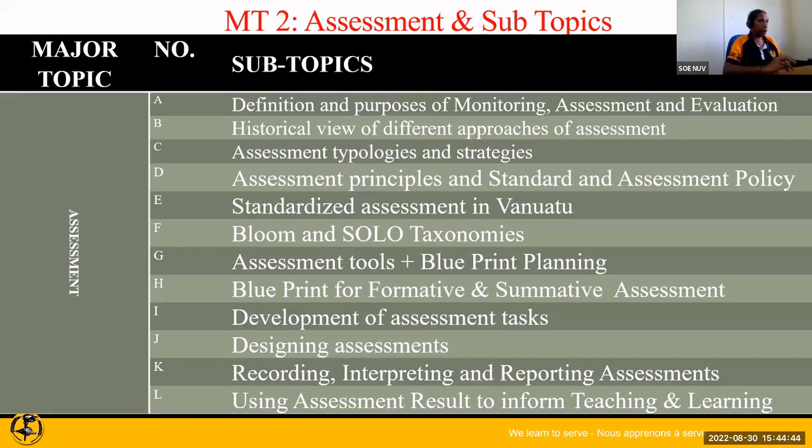Major topic 2 and its subtopics. In assessment, we look at the definition and purpose of monitoring, assessment and evaluation, the historical view of different approaches of assessment, assessment typology and strategies, assessment principles and standards, assessment policy, standardized assessment. We look at Bloom and SOLO taxonomy, assessment tools and blueprint planning, blueprint for formative and summative assessment, development of assessment tasks, designing assessments, recording, interpreting, and reporting assessments, and the last one is using assessment results to inform teaching and learning.